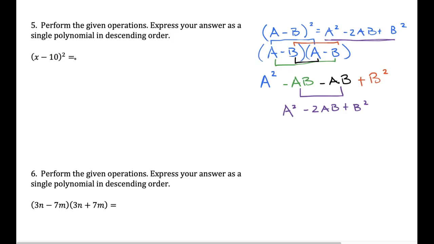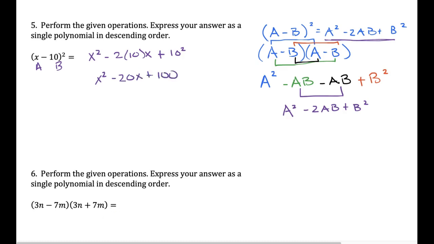All right, so let's look at then what this would be. This is a, and this is b. Okay, so we're going to square the first one. We get x squared. We're going to say minus 2 times a times b, but I'm going to do b times a because we usually put the number first. 10 times x. And then plus, because we multiply negative 10 times negative 10, or 10 squared. Okay, so we get x squared minus 20x plus 100.